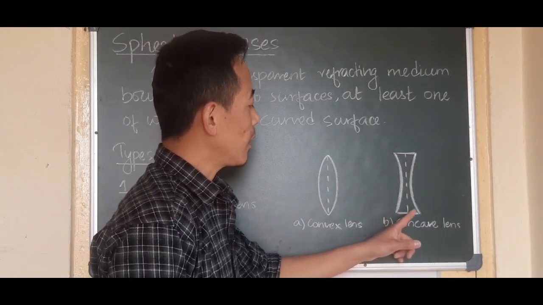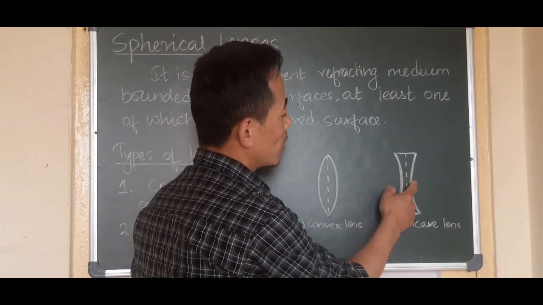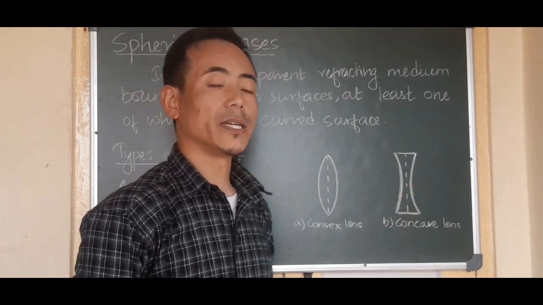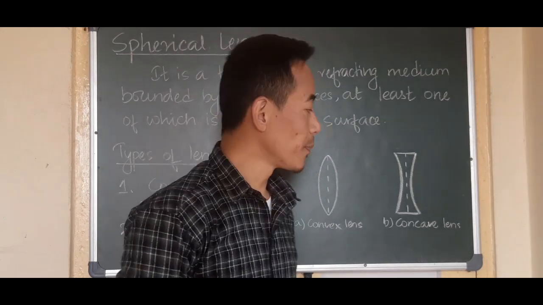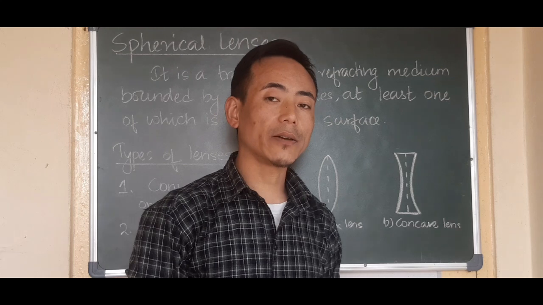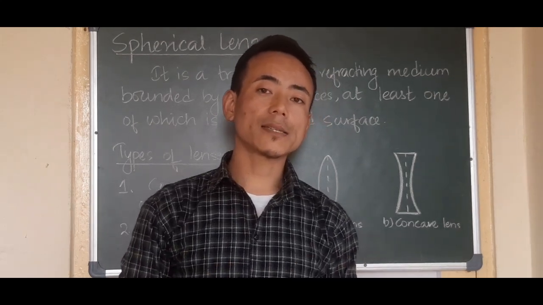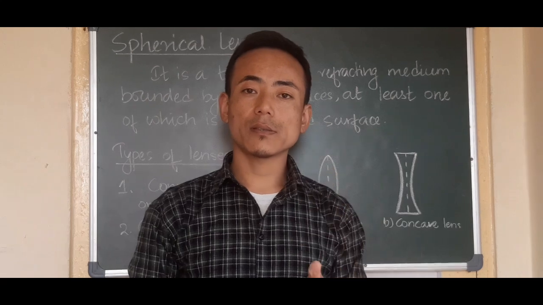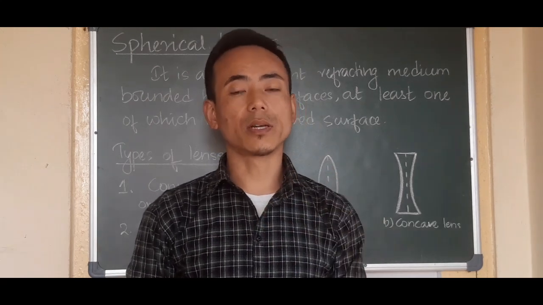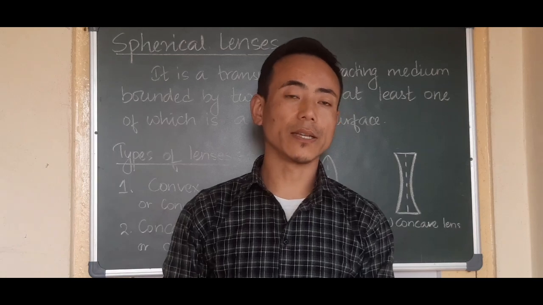Similarly, here we have a concave lens. It also has two surfaces, and if you look, the surface is curved inside. That means it has concave nature. So we call it a biconcave, or simply we call it a concave lens, and the other name is a diverging lens. So a lens has two surfaces, one or both may be curved, and depending on the curvature we have here two types of lenses.